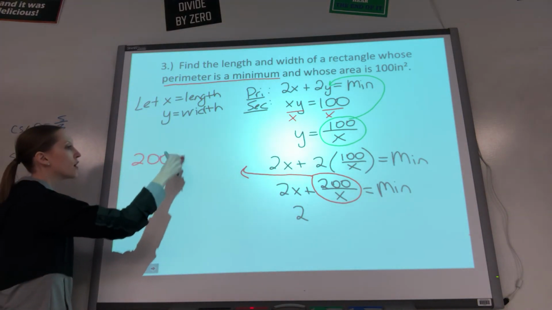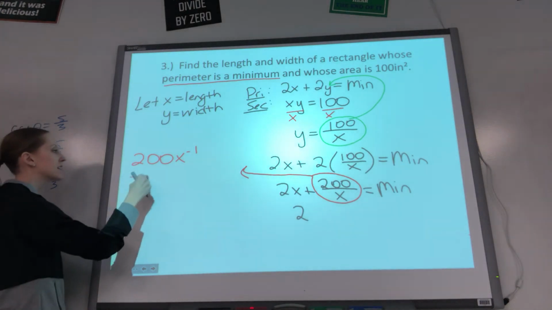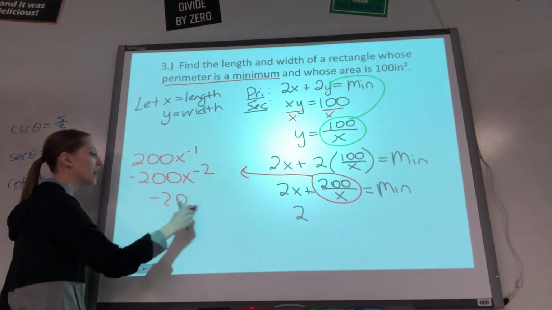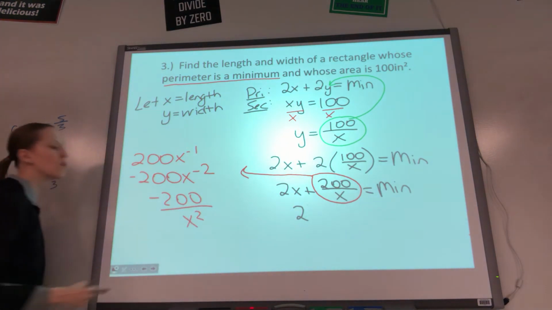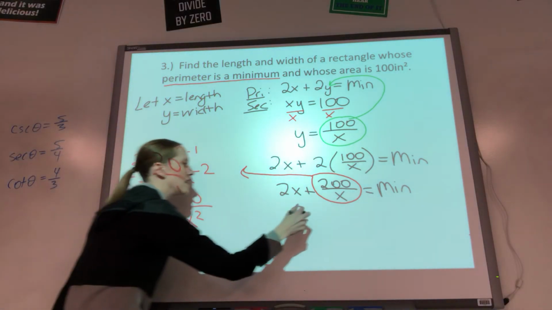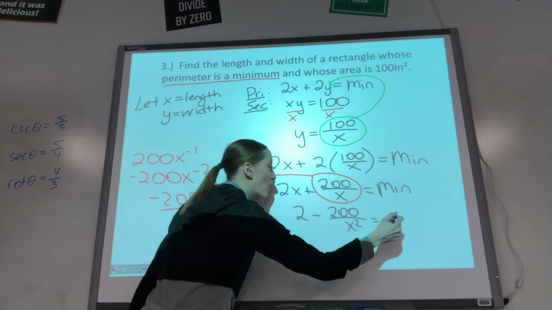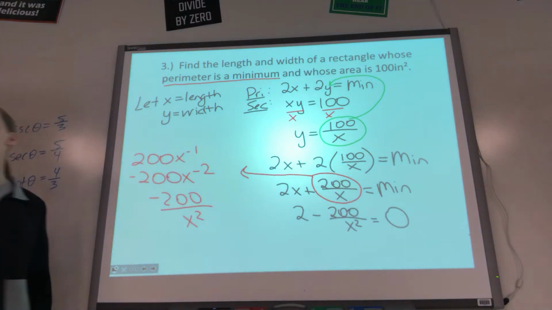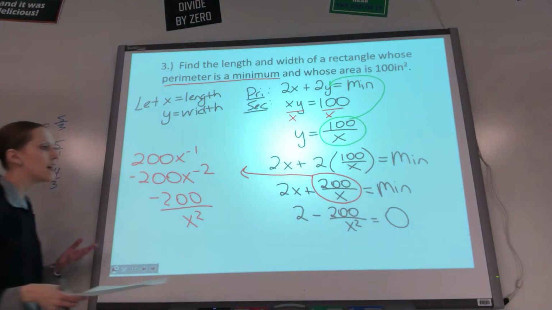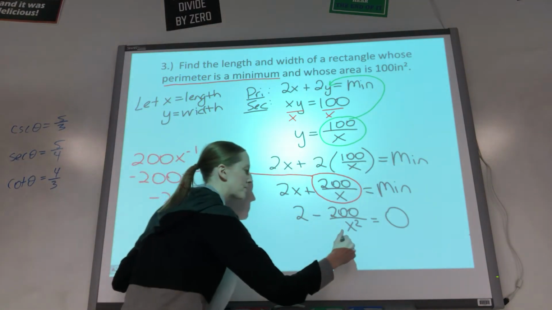200 over x is the same as 200x to the negative first. So I'm taking the derivative the very same way I did it on the last problem. It's going to end up being a negative 200 over x squared. And I don't know what the min is, but I know it's going to be a constant. So derivative of any constant is 0.